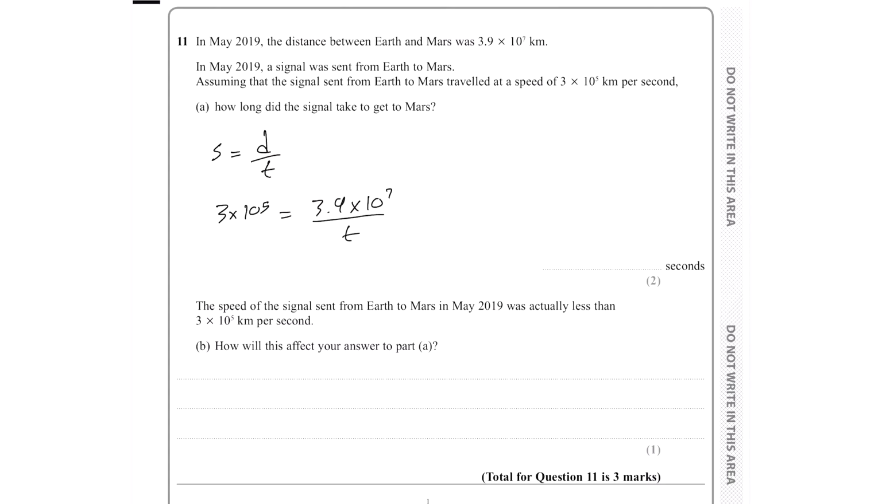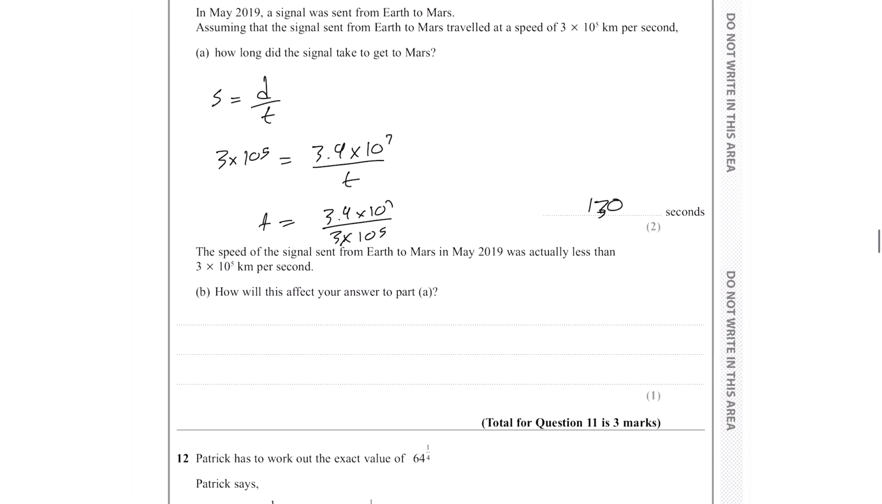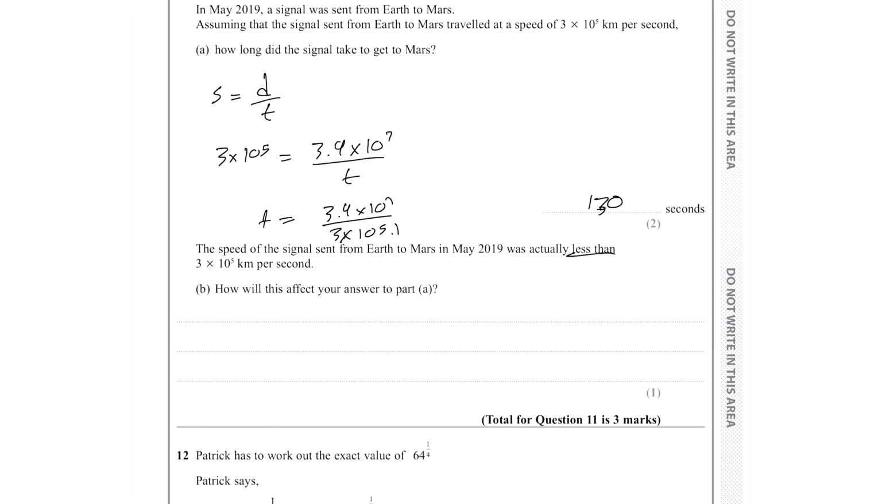And we need to work out the time, so we can rearrange this equation, and it'll be 3.9 times 10 to the power of 7 divided by 3 times 10 to the power of 5. So that means time is 130 seconds. So part B, the speed of the signal was actually less. So if you decrease this value of 3 times 10 to the power of 5, you can type it in your calculator and just see what happens. If you made that something like, for example, 2 times 10 to the power of 7, you can see it will increase the time.